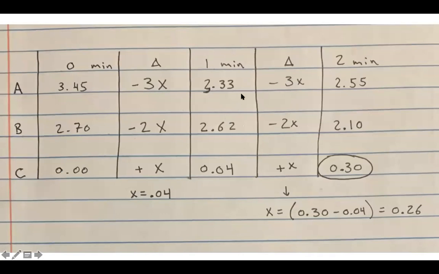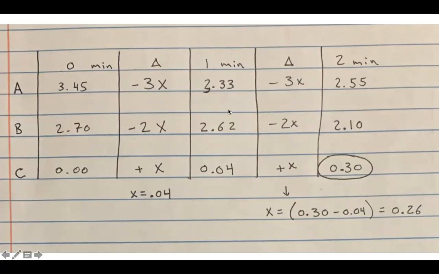So here's our data from minute 1, and here's our data from minute 2. The only value we were given in the table is the number I circled, 0.3. From minute 1 to minute 2, our concentration of C increased from 0.04 to 0.3. This means that our change, which for C should be represented by just x, is 0.26. x equals that difference, 0.26. So we can apply that change to our other two chemical species.